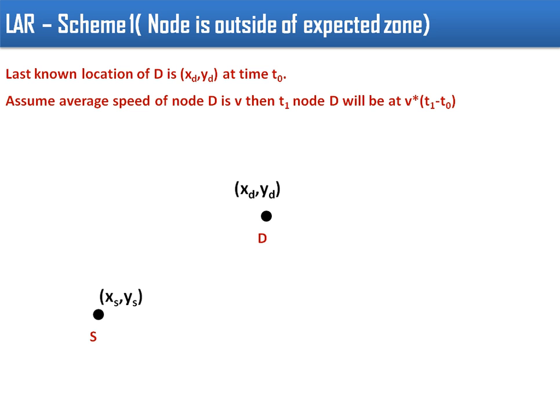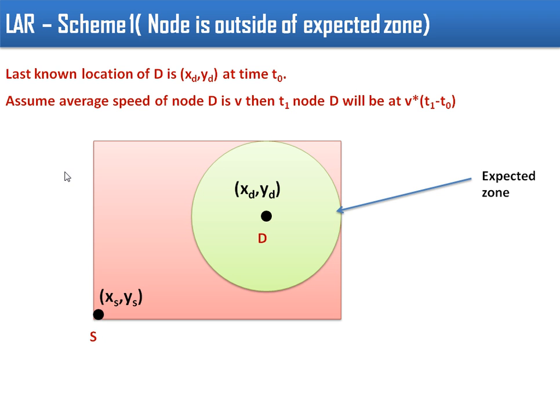In order to find the expected zone of D, we are considering V as the average speed of node D. So we will say this is the expected zone of D. Now if we draw a rectangle which can include node S and this circle, that will be the request zone. So this is the expected zone and this will be the request zone, including node S and the expected zone of node D.